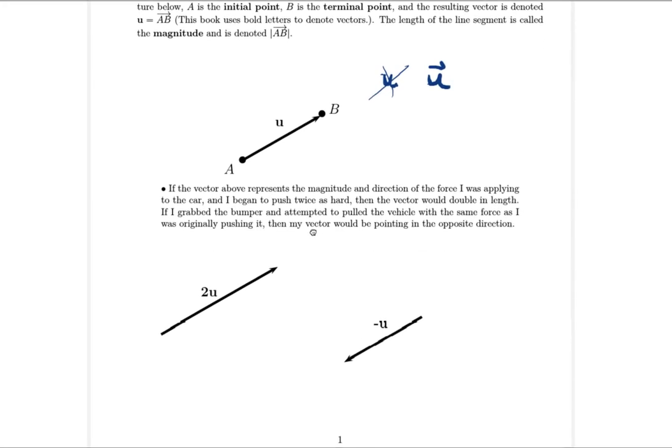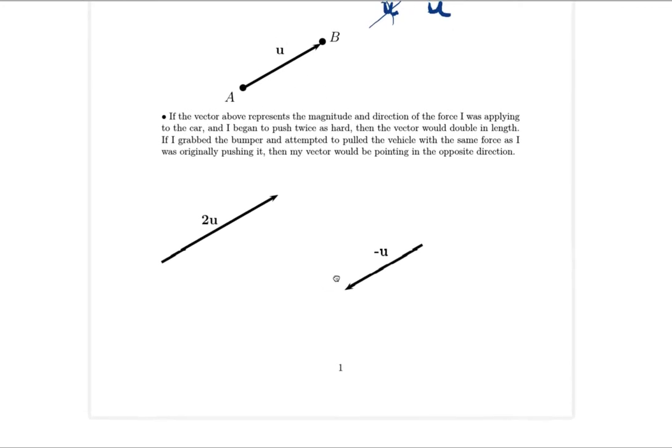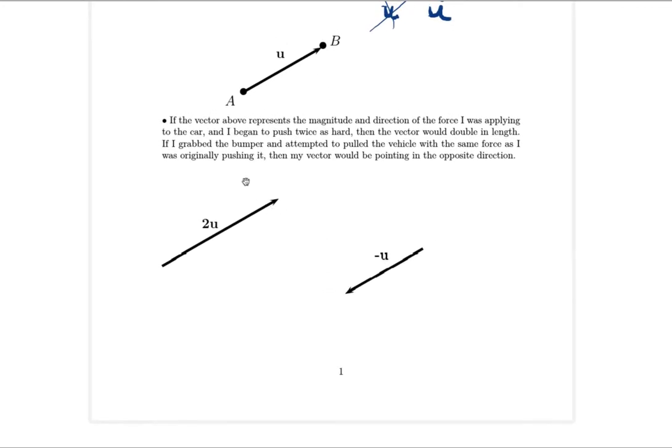All right, there are lots of contexts that vectors come up in, so let me give you some ideas of how to think of this. Suppose that this vector here, the U vector, represents the magnitude and direction of the force that I was applying to some sort of a car. And I'm applying this force in this direction to a vehicle that I'm trying to push down the street.